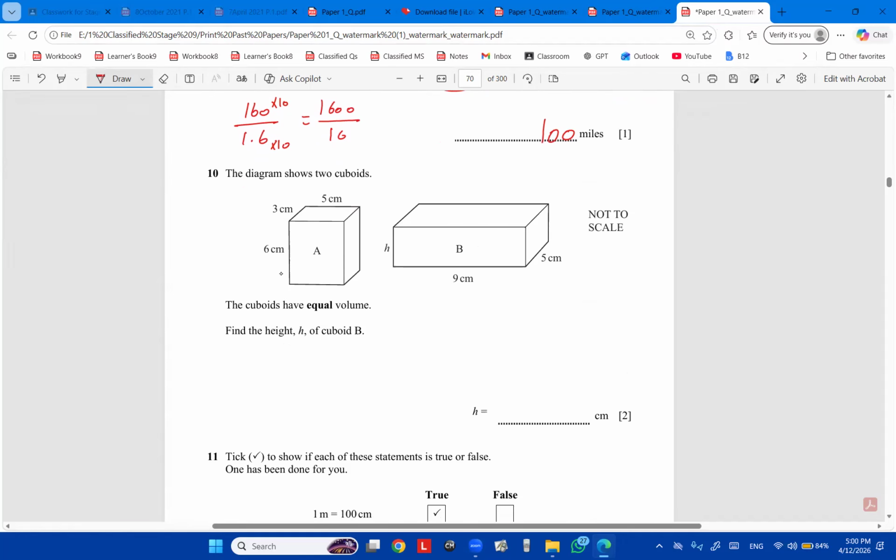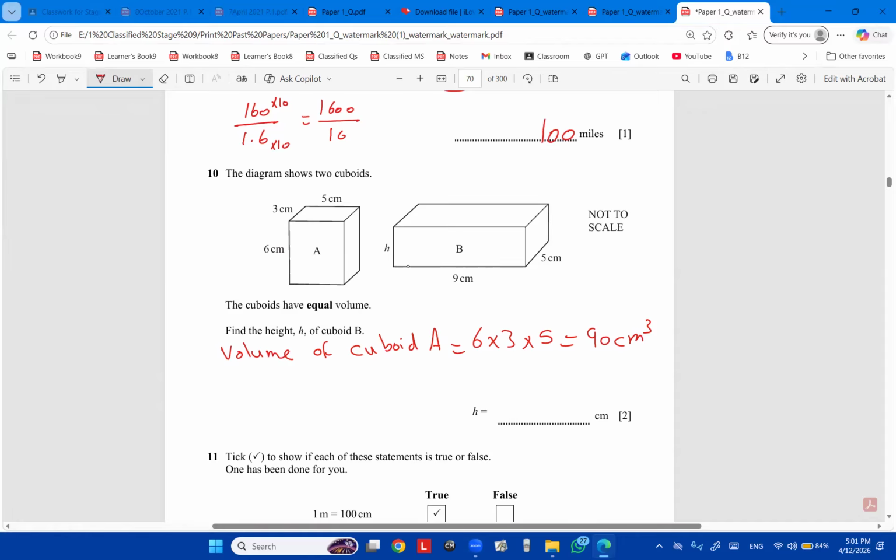The cuboids have equal volume. Find the height of cuboid B. All right, first I need to find the volume of cuboid A. Equals 6 multiplied by 3 multiplied by 5. Length times width times height. So 6 by 3 by 5 is going to give you exactly 90 centimeters cubed.